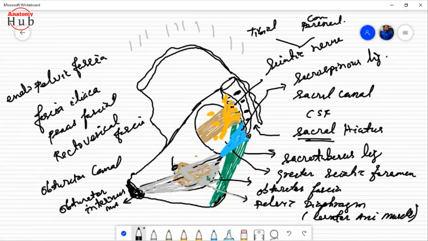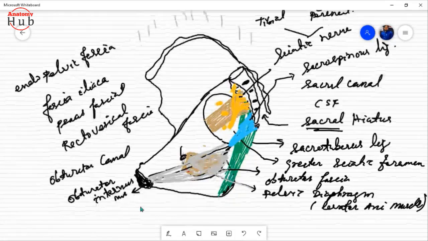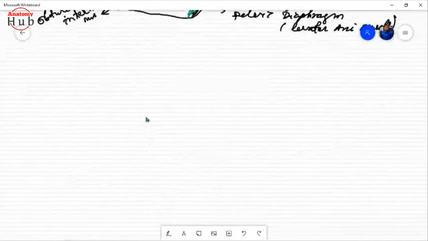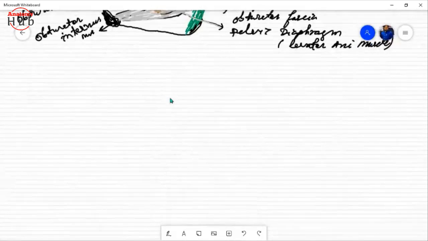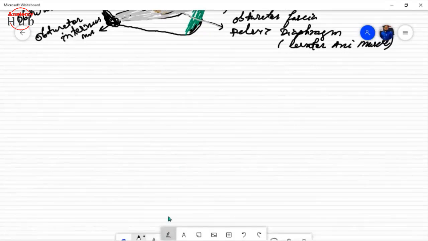Okay, so to understand this muscle, we have to draw another diagram to show you the relationship of this levator ani. Okay, so here you'll see that there is, I'll just draw.